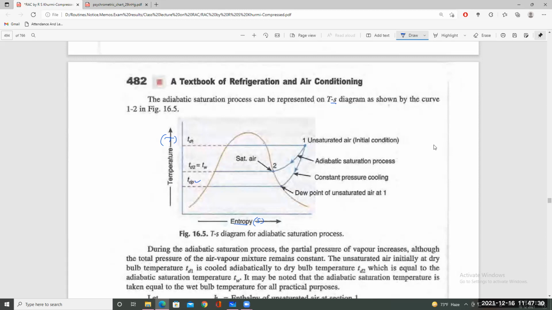At point 2, the air is saturated because it is on the saturation curve, and the temperature here is recorded. It is also the wet bulb temperature, but not the dew point temperature. And TD1 is the initial condition, where the air is unsaturated. From there the adiabatic saturation process takes place, and we reach here. Constant pressure cooling also takes place. We reach the dew point of the unsaturated air at 1.